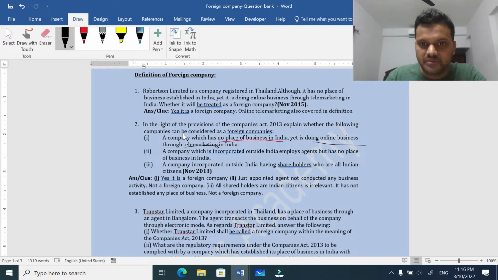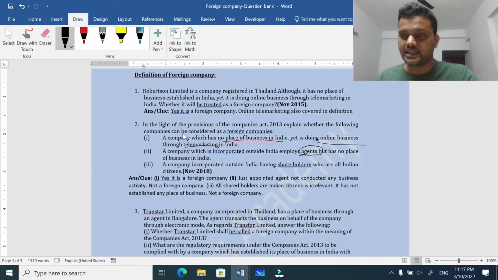Next, a company which is incorporated outside India employs agents but has no place of business in India. This question has a slightly unique condition. The first condition is that a foreign company should be incorporated outside India. That is satisfied. Second, even an agent is considered as a place of business. But no place of business in the question means it has not conducted any business activity.